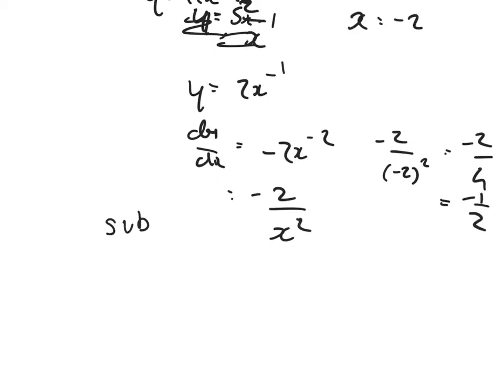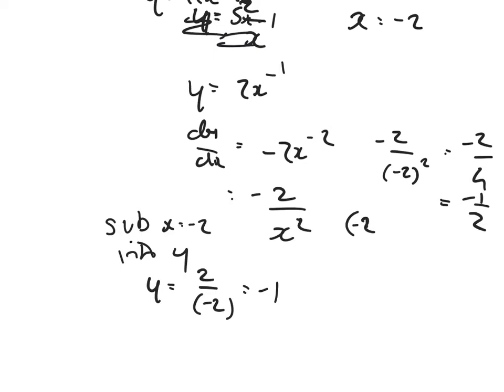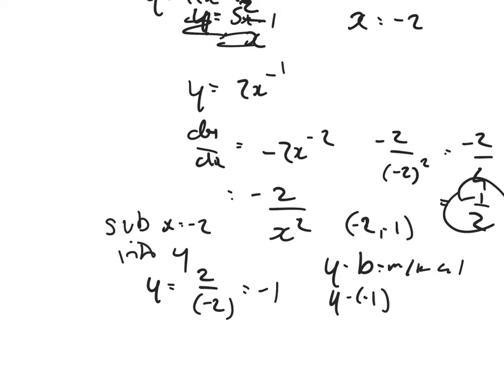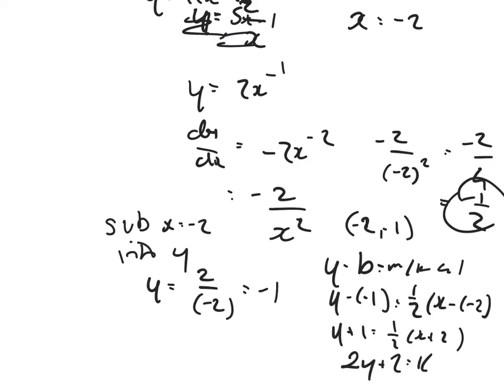We're going to sub x equals minus 2 into y to get the y-coordinate. So that'll be y equals 2 over minus 2, and that'll give me minus 1. So the point then is (minus 2, minus 1), and the gradient is minus 1/2. y minus b equals m bracket x minus a. That's y minus minus 1 equals minus 1/2 bracket x minus minus 2. So that's y plus 1 equals minus 1/2 bracket x plus 2. 2y plus 2 is equal to minus 1 bracket x plus 2.